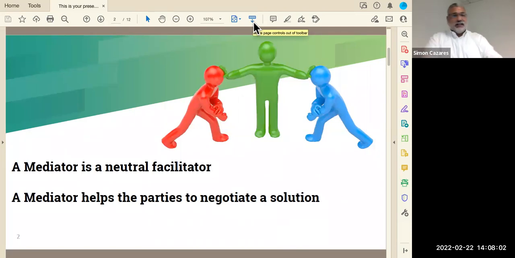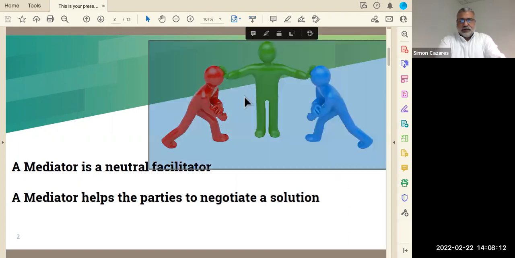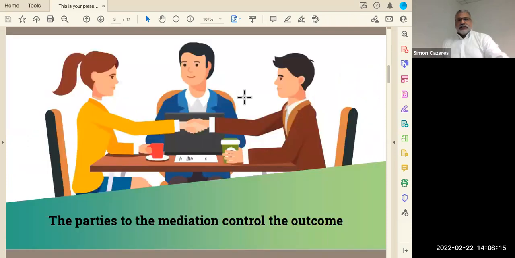That's what mediation is. And as you can see in the presentation, he or she is a neutral facilitator, helps the parties to negotiate the solution. The parties to the mediation control the outcome, okay? See the gentleman in front of you, part of the presentation. That can be a mediator, that can be a manager, that can be a team leader, that can be the real estate agent. Mediation can be a seller or a buyer, or it can be a transaction, meaning there's a buyer and a seller involved.